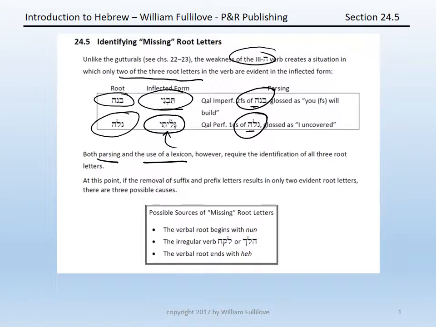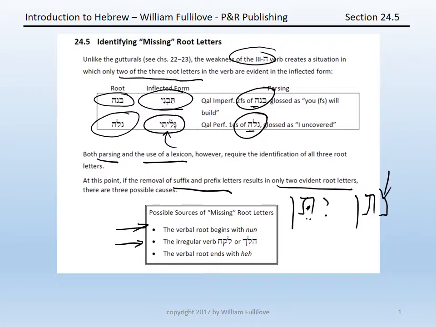At this point in your study, once you remove the suffix and prefix letters, if you are left with only two evident root letters, you could have three possible causes. It could be that the verbal root begins with a nun, and that nun has been assimilated. For instance, yitten from the verb natan has had its first nun assimilated into the strong dagesh in the tav.